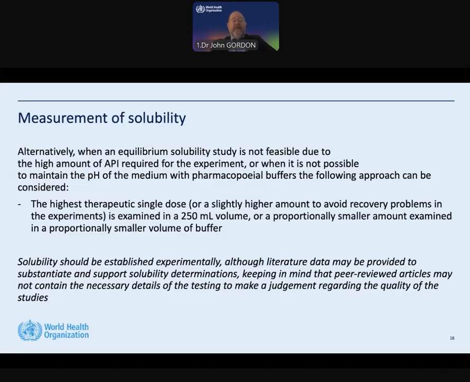In these cases, it is possible, as per the guideline, to demonstrate high solubility for an API by demonstrating that the highest single therapeutic dose is completely soluble in 250 milliliter volume, or a proportionally smaller amount of that dose is soluble in a proportionally smaller volume of buffer. So this is possible. This can demonstrate that an API is highly soluble across the pH range.